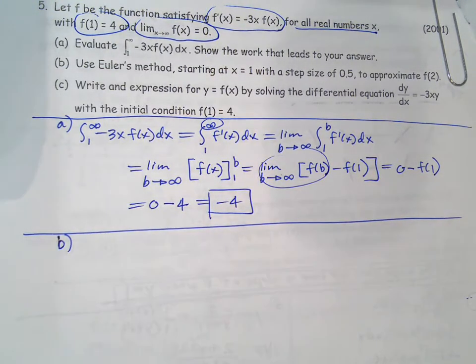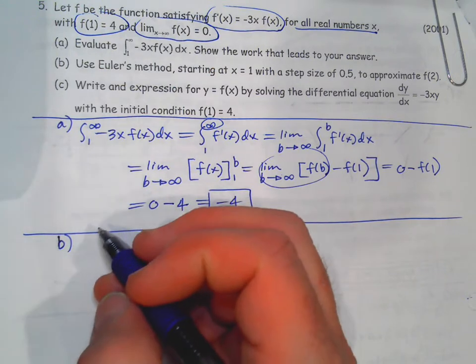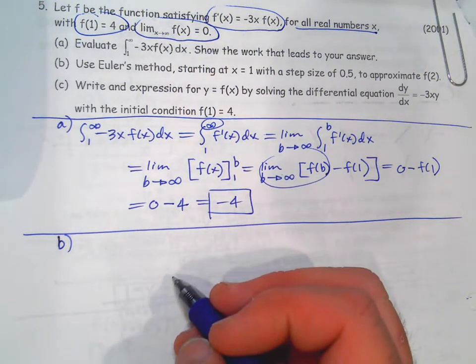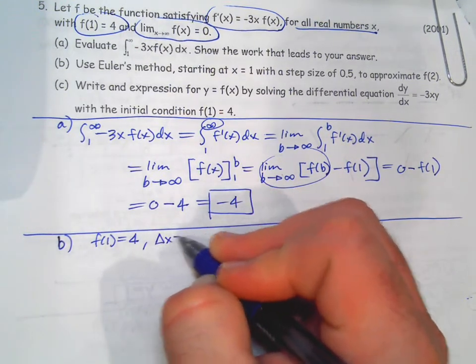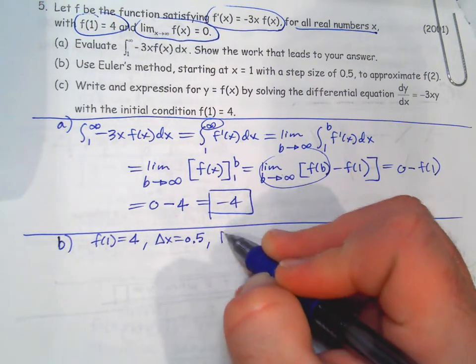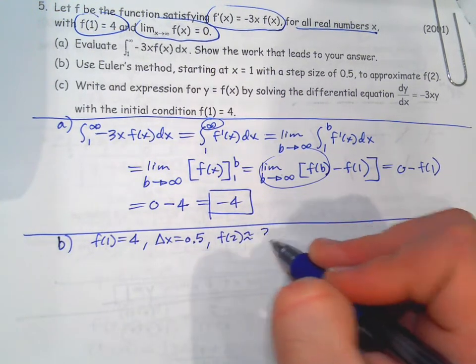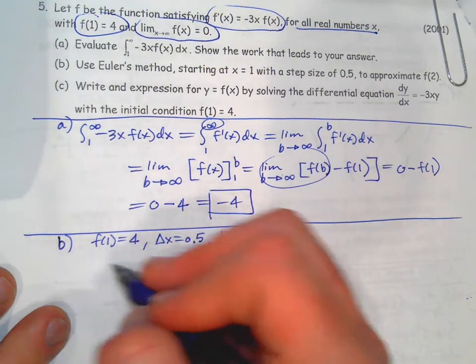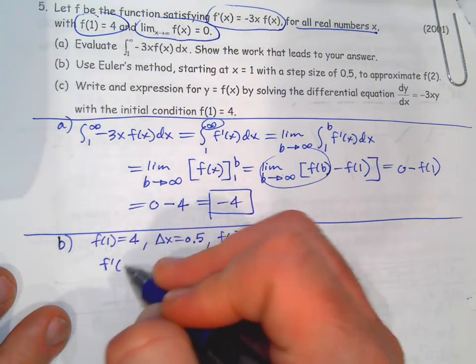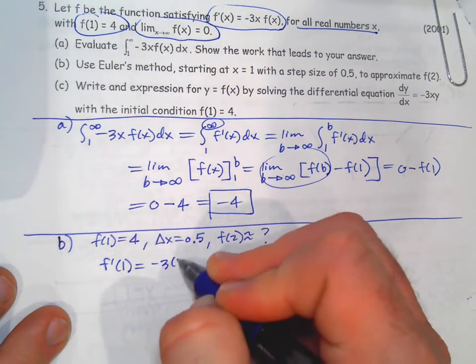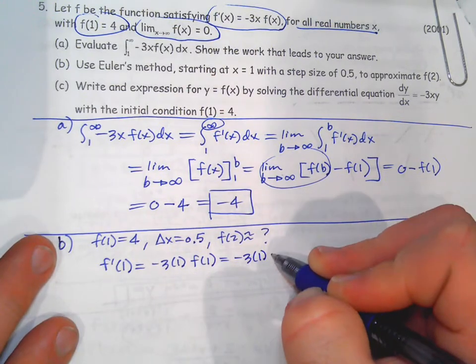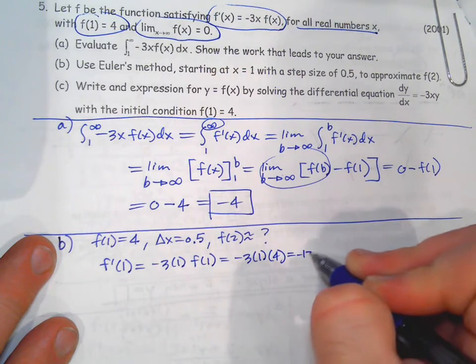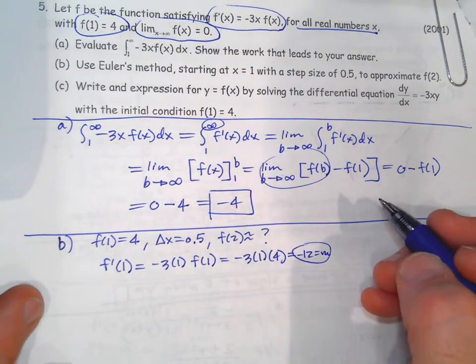Part B says use Euler's method starting at x equals 1 with step size 0.5 to approximate f of 2. So we're starting at f of 1 equals 4, delta x is 0.5. I'm trying to find f of 2, so this is 2 steps. Let's find the derivative at 1. And then you use f of 1, which is 4, and so you get -12 as your slope.